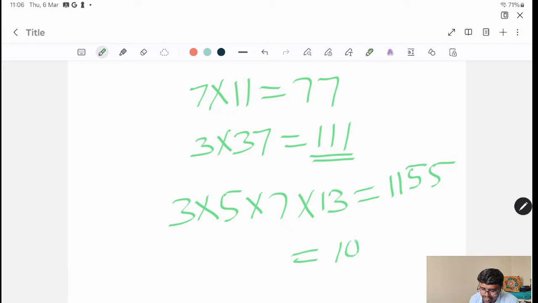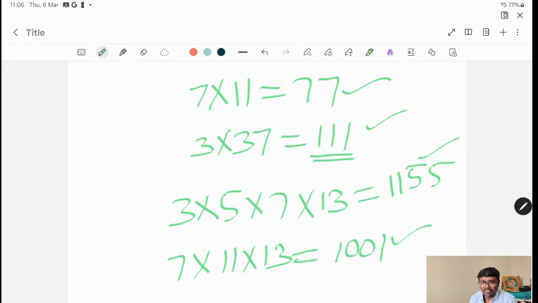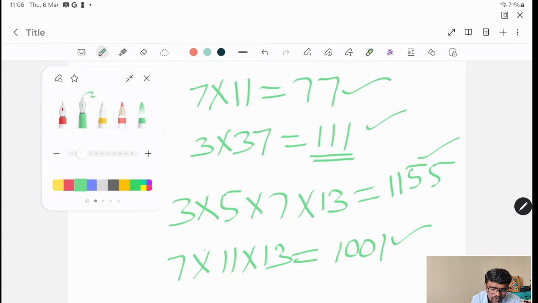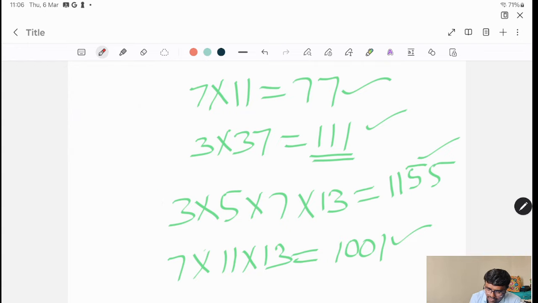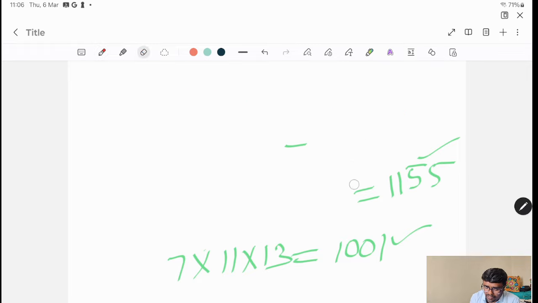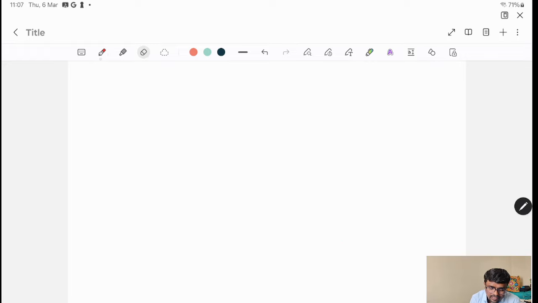And one more interesting number, 1001. 1001 is the multiple of 7, 11, and 13. 7 into 11 into 13. So at least try to remember 77, 111, 1155, and 1001. Even if you try to remember these, I will give you a few more examples. Already I told you 77, 111, 1155 and 1001. Remember, 1001 is the multiple of 13, which I mentioned already: 7 into 11 into 13.